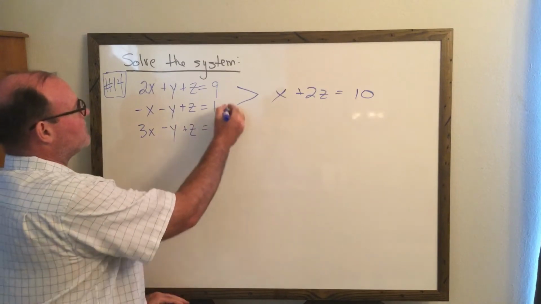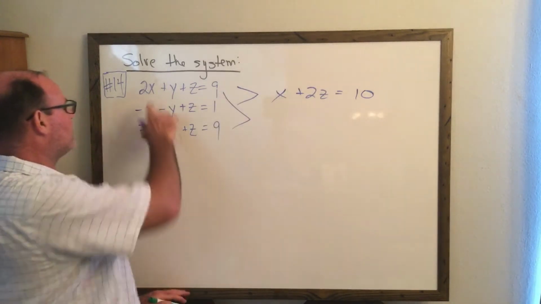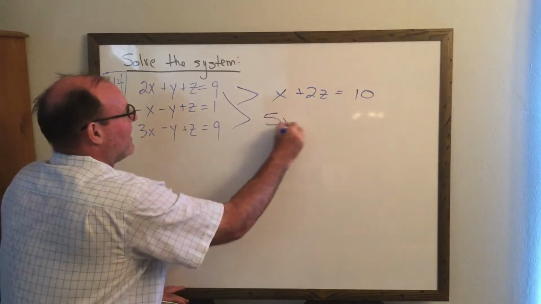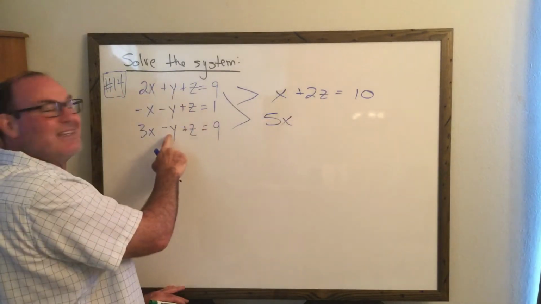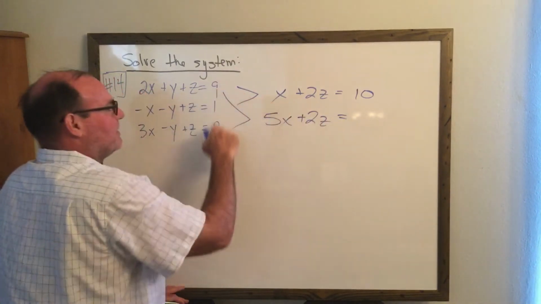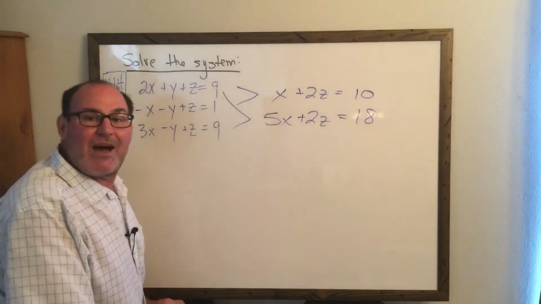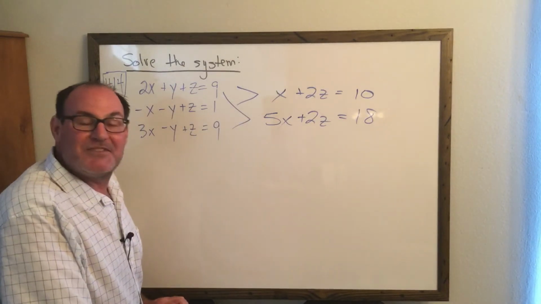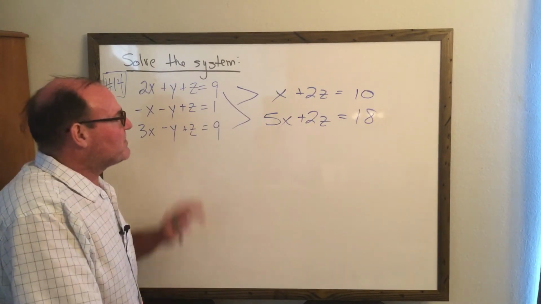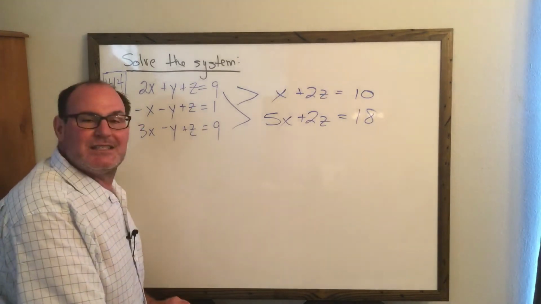So from these two, I'm going to add these two together now. So 2x and 3x, that is 5x. y minus y is 0, z plus z is 2z, and then 9 plus 9 is 18. Great. Again, now I've eliminated one of the variables. I have the same situation as we solved in section 7.1. I can eliminate the x's or the z's.